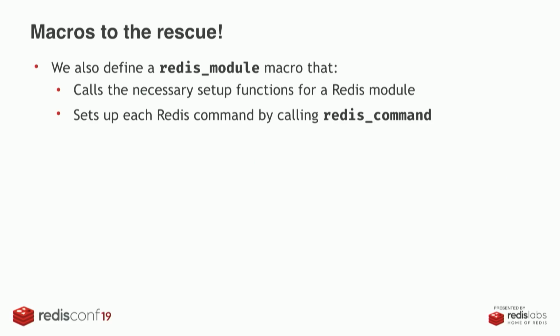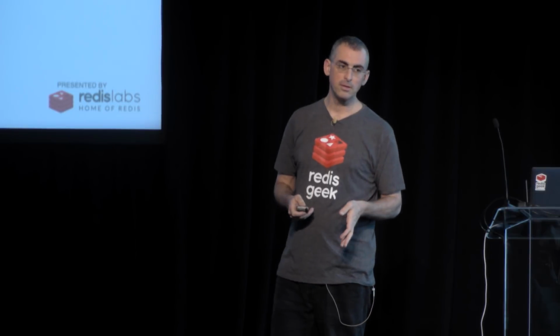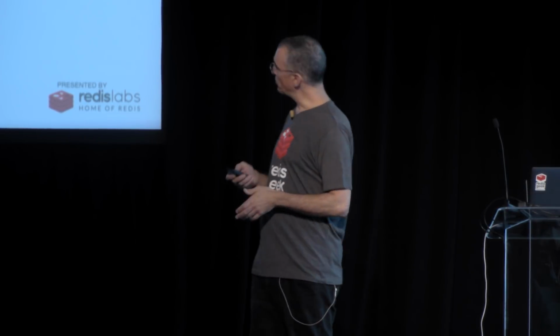And we defined a second macro called Redis module, which does all the initialization. So there's also a lot of boilerplate. When you initialize the Redis module, you have to set up a bunch of function pointers to the commands, and you have to give it all kinds of information. So we hid all that behind another macro, so you don't need to be exposed to that stuff.